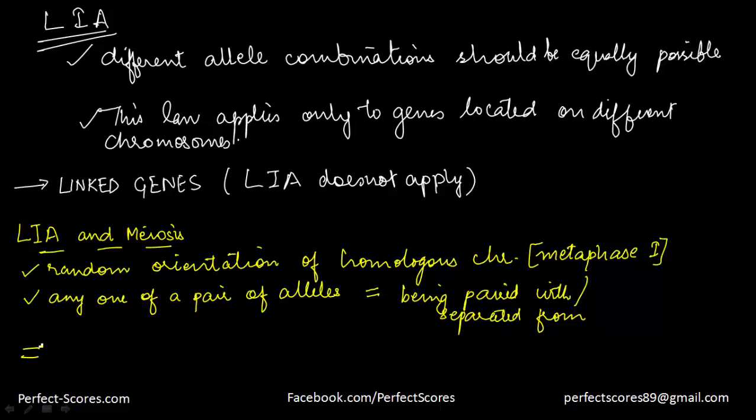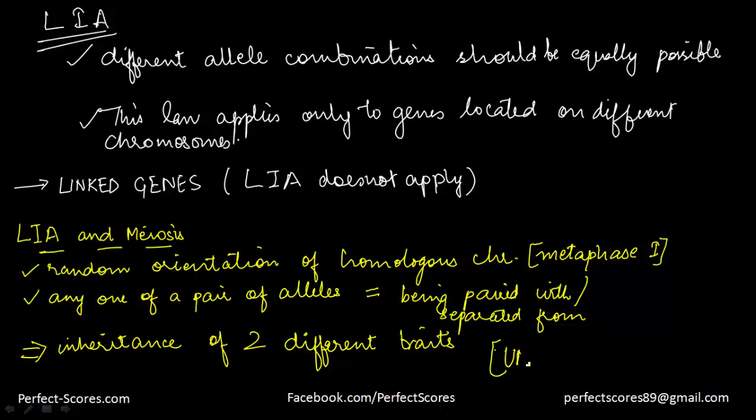So what is the effect of that? Inheritance of two different traits will occur independently of each other, provided the genes are not linked. So that is in case of unlinked genes only. So what exactly happens in linked genes? That is also something that you need to know. So let me give you a diagrammatic example for that.